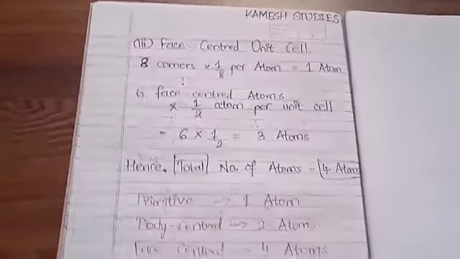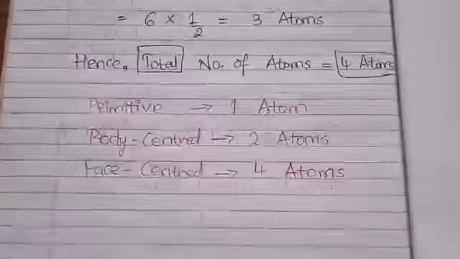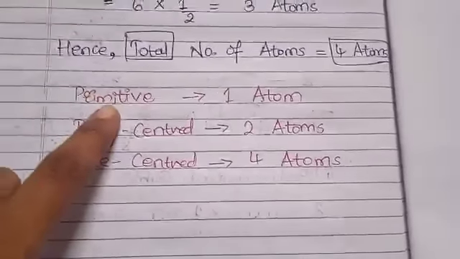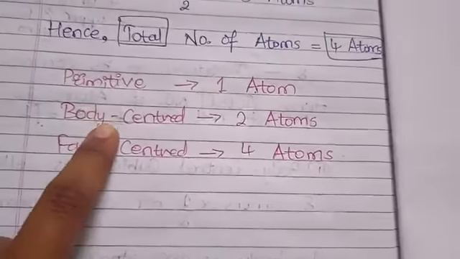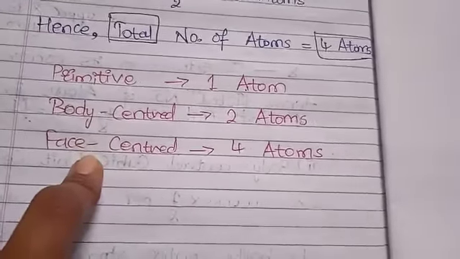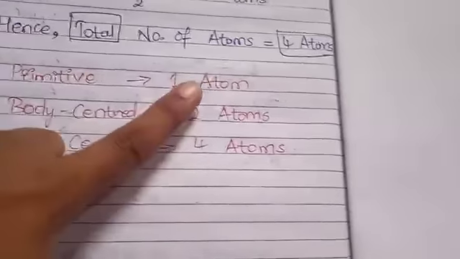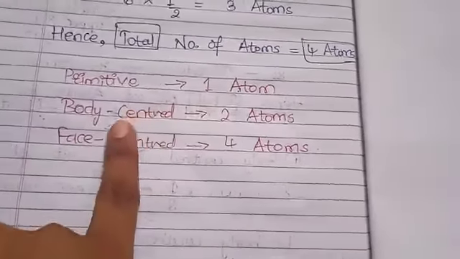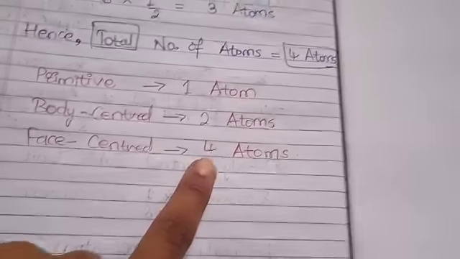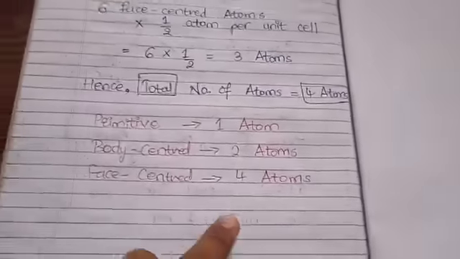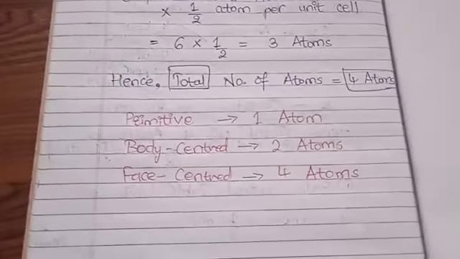Hope you understood this perfectly. So this is a short summary that I have made for you, for the primitive cubic unit cell, body centered cubic unit cell, and face centered cubic unit cell. For primitive, it is going to be 1 atom. For body centered, it must be 2 atoms, and for face centered, we are having 4 atoms. So yes, hope you have understood this.